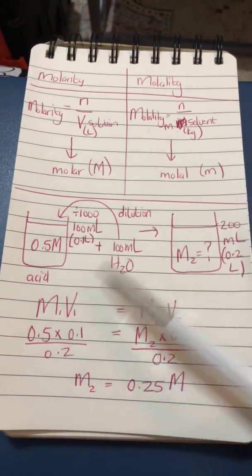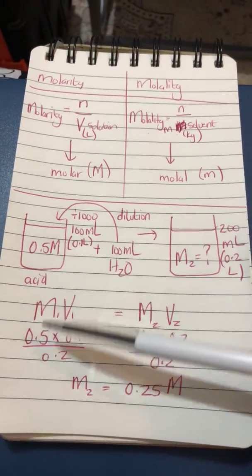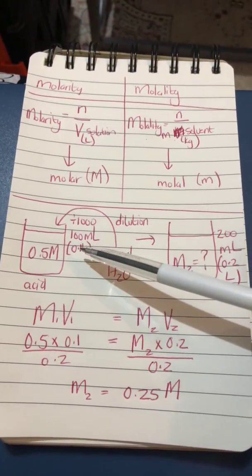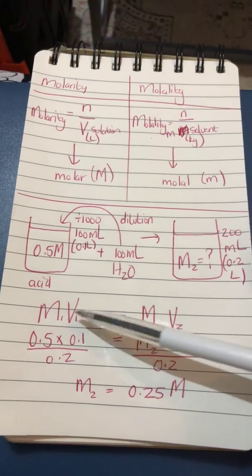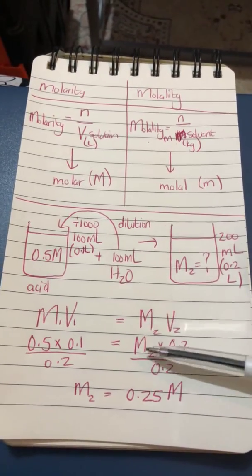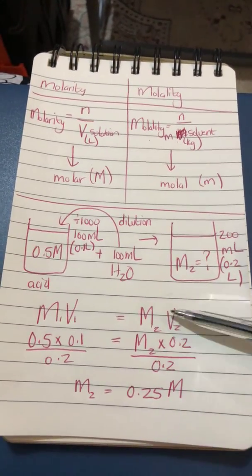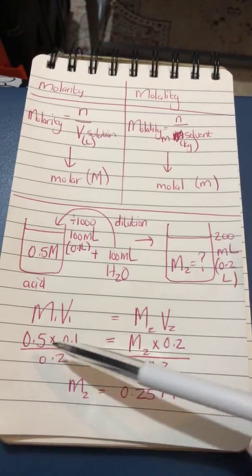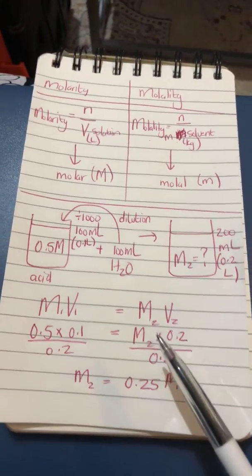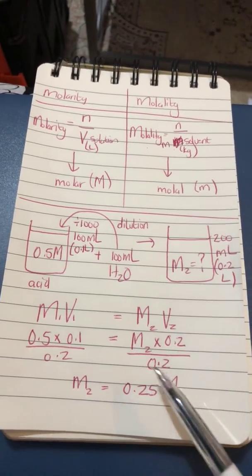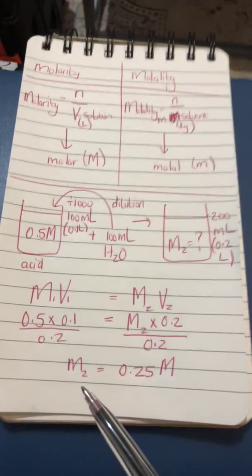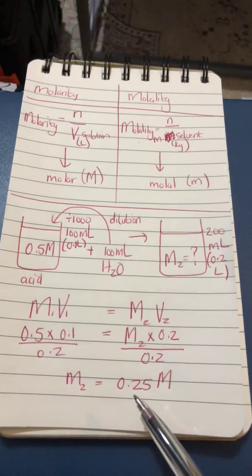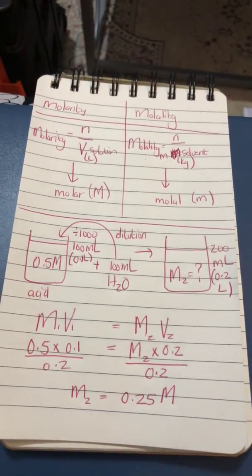You then substitute everything into this equation, the 0.5 over there, the 0.1 liters over there for volume 1. Molarity 2 is what you want to calculate, so that's your unknown, and volume 2 is 0.2 liters. So you have to use liters for volume. You then want to get molarity 2 on its own, so you divide by 0.2 on both sides, and when you calculate the answer, it will be 0.25 molar.